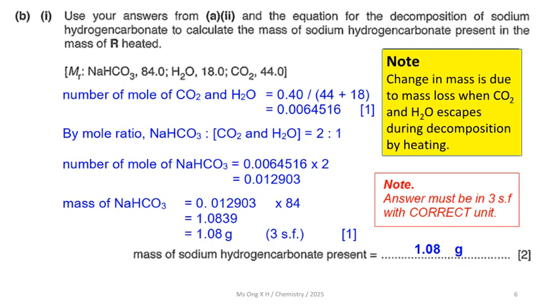To find the number of mole of carbon dioxide and water, I will take 0.40 divide by 62, and attain 0.00645 moles. According to the equation, see page 1 introduction, for every 1 mole of carbon dioxide and water lost, 2 moles of sodium hydrogencarbonate is decomposed. So, moles of sodium hydrogencarbonate is twice the amount. Hence, taking mole times molar mass, my calculated mass of sodium hydrogencarbonate is 1.08 gram. Remember to keep your final calculated answers in 3 significant figures with the correct unit.